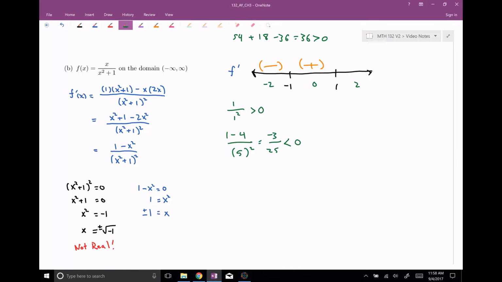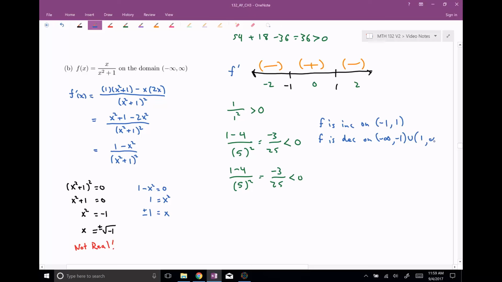Finally, if I choose 2 and plug it in, I'm going to get 1 minus 4 over, 2 squared will be 4, plus 1 will be 5, and I've got to square all that. And so again, I get -3 over 25. This is less than 0, and so we have a negative. And therefore we have f is increasing on negative 1 to 1. Again, that's where the derivative is positive. F is decreasing on negative infinity all the way up to negative 1, then again from 1 to infinity.